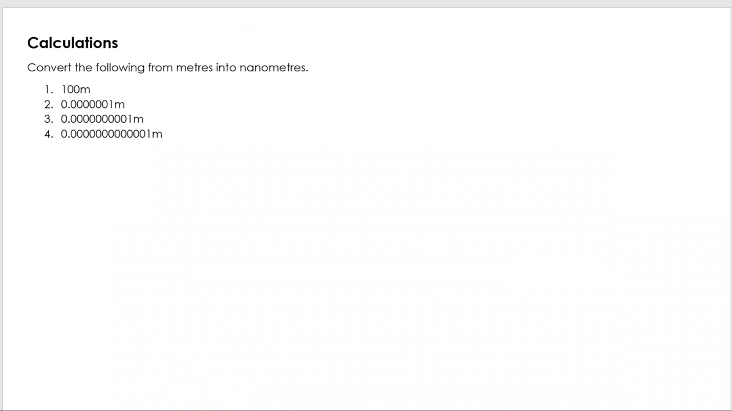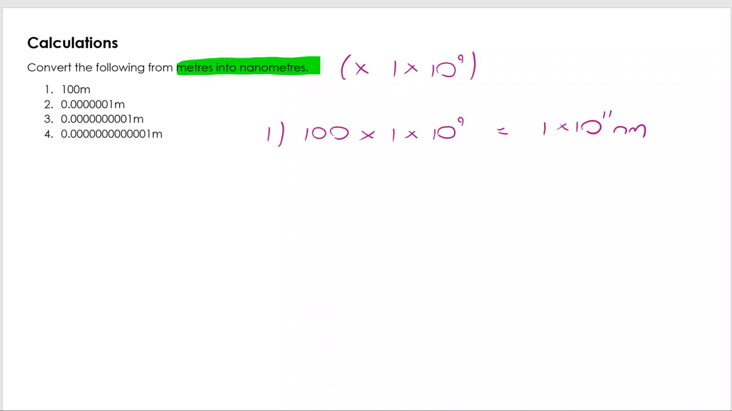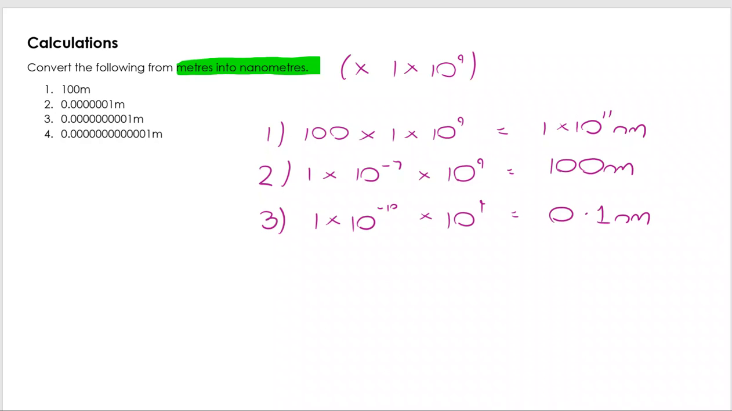Okay, have a go at converting these. So we know that there are 1 by 10 to the power of 9 nanometers in a meter. So we're going to multiply all of these by 1 by 10 to the power of 9. So first one, 100 times 1 by 10 to the 9 is 1 by 10 to the 11 nanometers. On the next one, going through these a bit quicker, that's going to come to 100 nanometers. The next one, 0.1 nanometers. And the next one, 1 by 10 to the minus 4 nanometers.